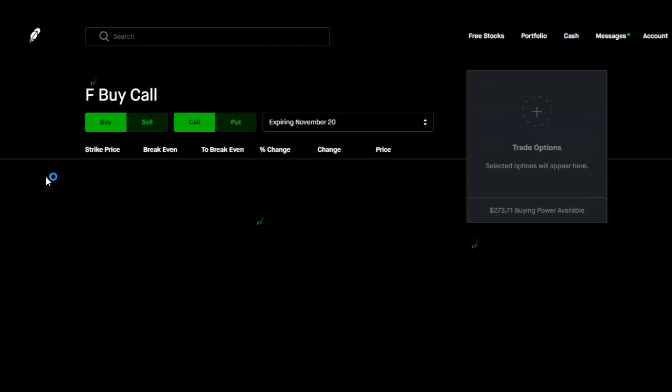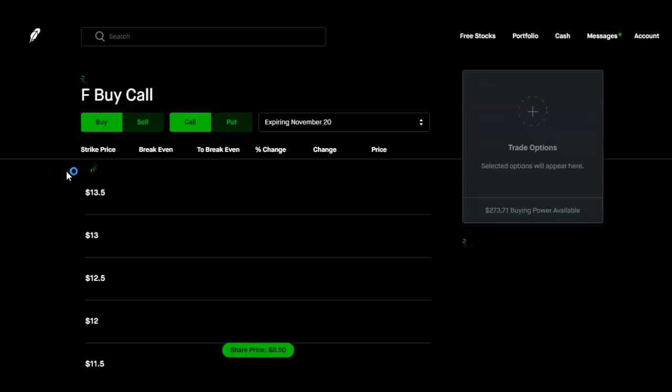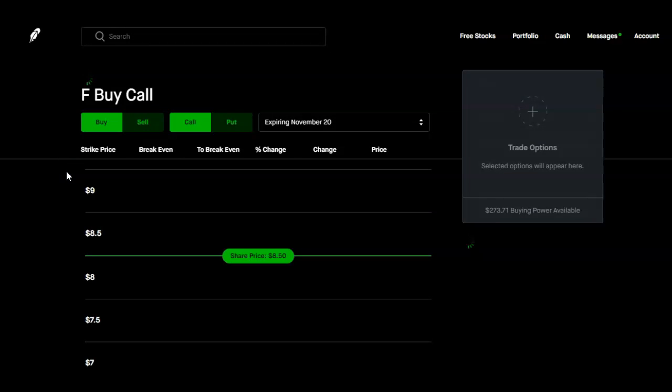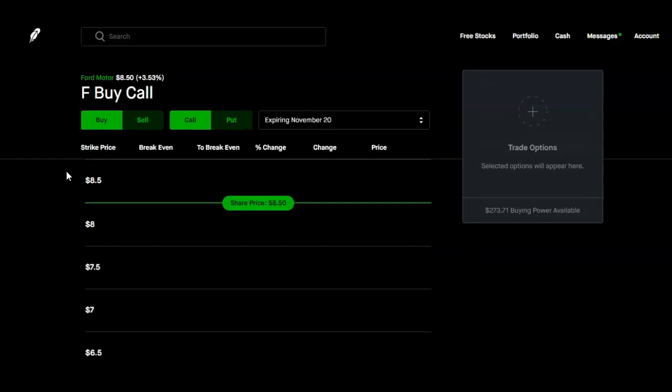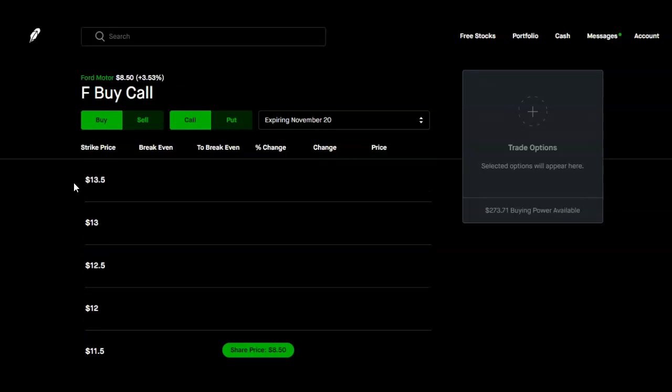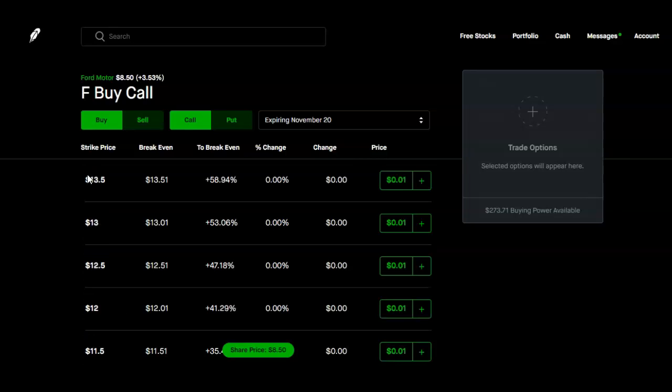So what is the options chain? Well, the options chain, as you can see, it's loading right now. It is basically all of the strike prices along with expiration dates for the calls and puts. So now we have to basically go through each one, and I'm going to explain what a call is.